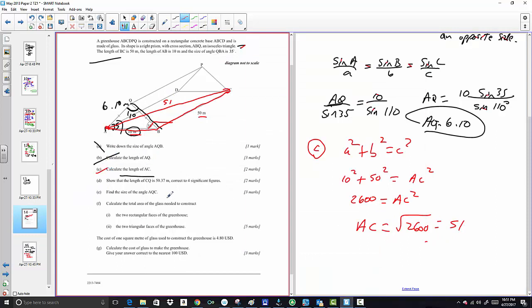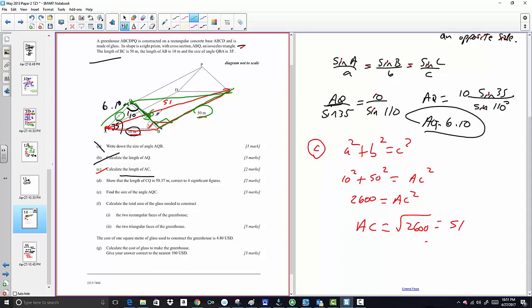That's AC. Show that the length of CQ is 50.37 millimeters. CQ, okay. So this is different. They want me to show this one, this length here, is 50.37 millimeters, correct for sig figs. Now, what I know now is not much. I have to prove this, right? But I actually have a triangle here, and this is another right triangle. So I know this length, and I know that this length is the same as this one because they are congruent.